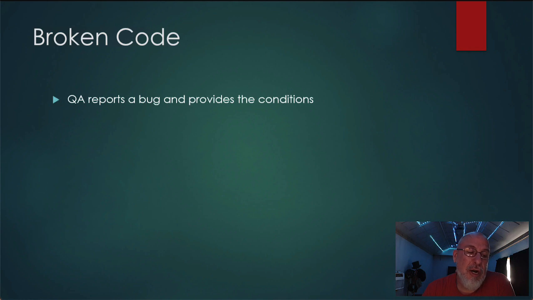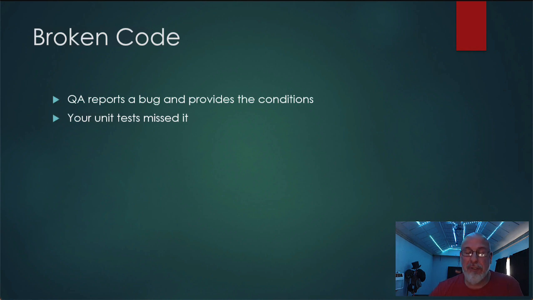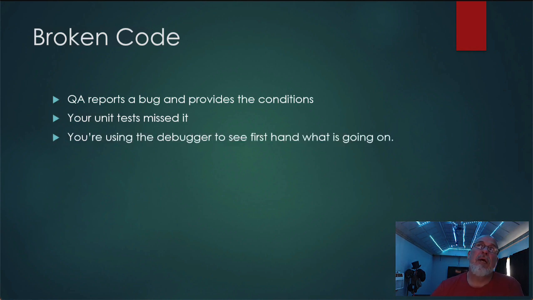So you're sitting there, you finished off your stuff, QA has it, and they come back and report a bug, and they give you some conditions that, hey, when I do this, this happens. And, lo and behold, your unit test missed it. Happens, not a big deal. Actually, be happy if your unit test caught anything.